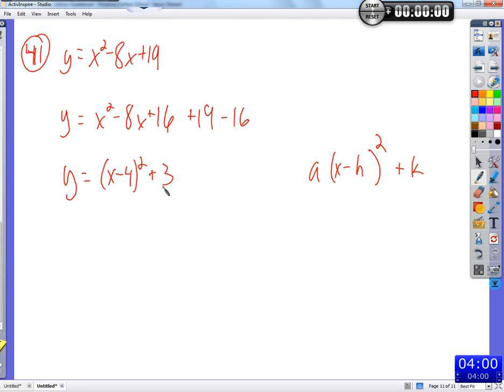So if we wanted to graph this, rather than doing the negative b over 2a thing, and then plugging that back in to find the y value, we could just say, well, moves over 4, moves up 3, vertex is at 4, 3. Here's another little skill we picked up by learning completing the square.